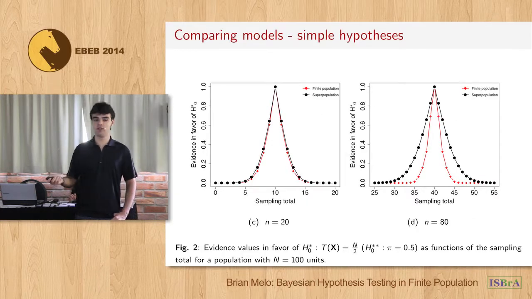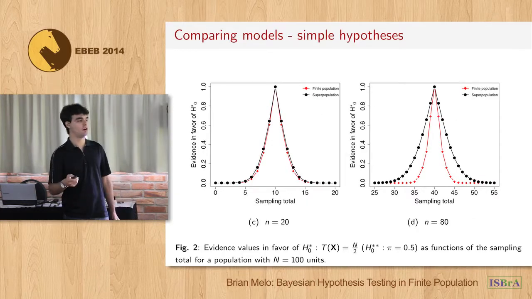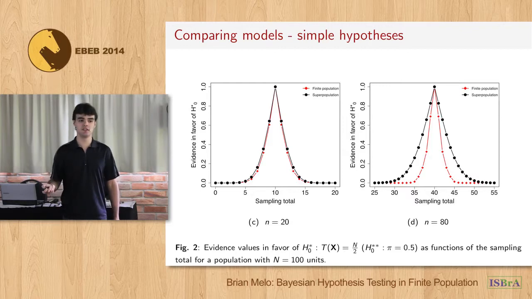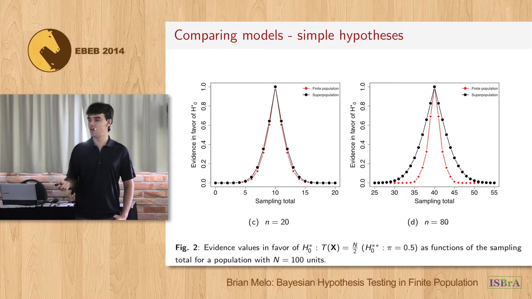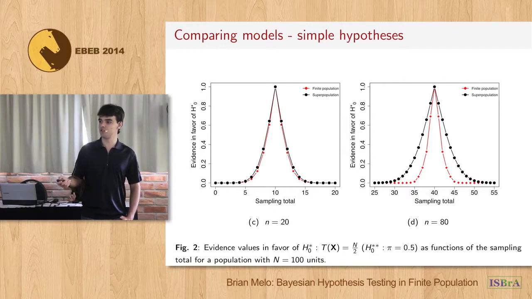Again, we consider the simulation with the same scenarios as before, a population of 100 units and the same prior distributions. And again, they are very well behaved, let's say. The behavior is almost the same as before. Almost no difference when our sampling is small, and the difference gets very large when we increase it. For example, here we have almost 30 to 40% of difference between evidence values.